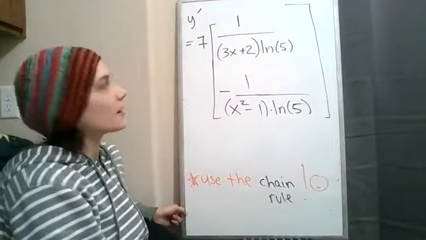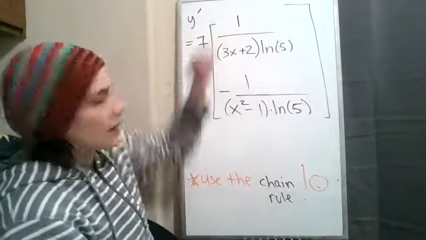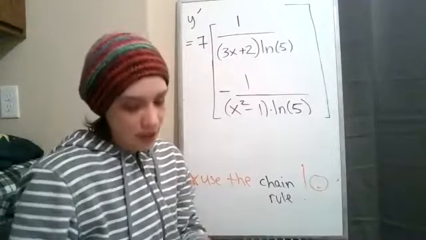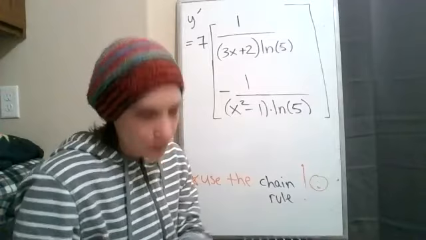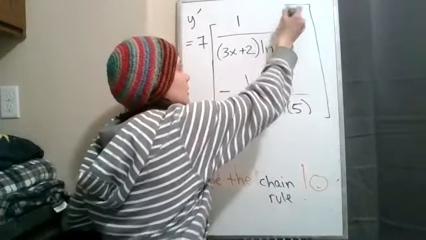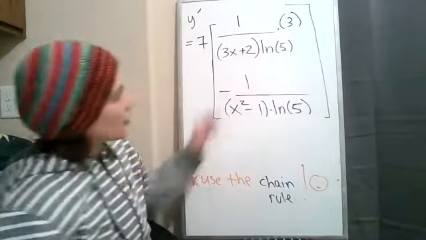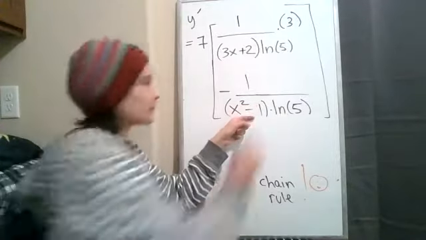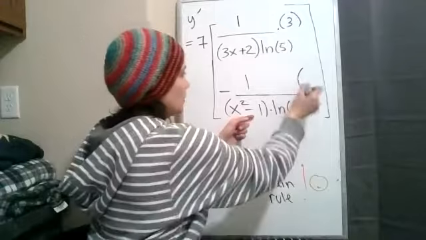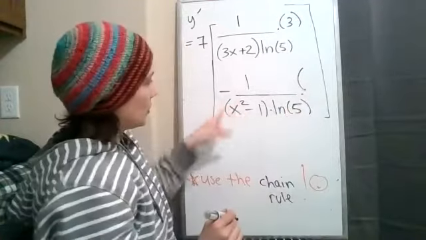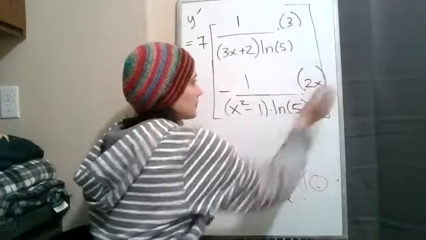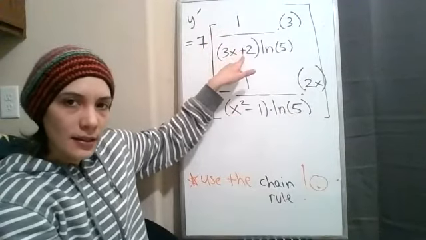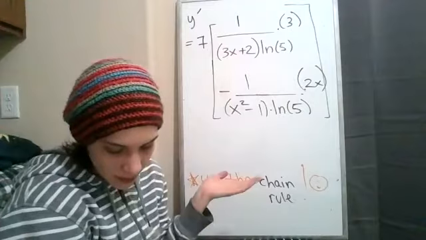Okay, so that was okay, but we want to multiply by the derivative that was inside the function, or in the argument. So the derivative of 3x plus 2, which will give us 3. Okay. And the derivative of what was in the argument, which was x squared minus 1. So multiply this by 2x. All right, that's better. And anything else? Looks good to me.